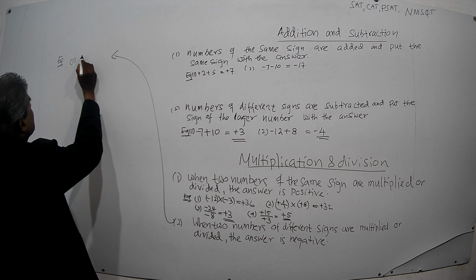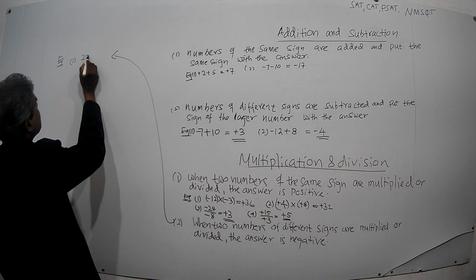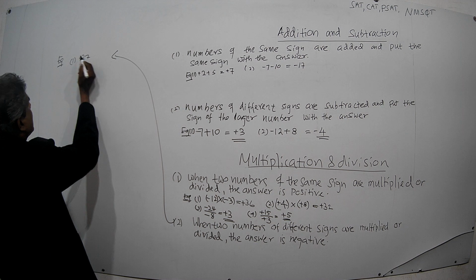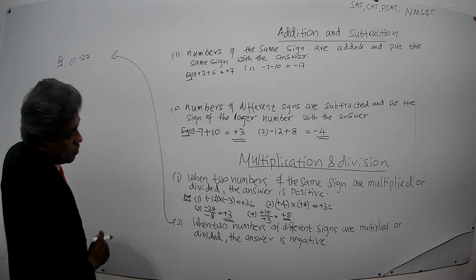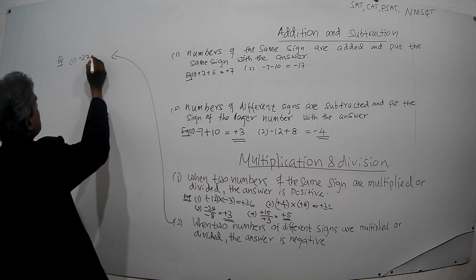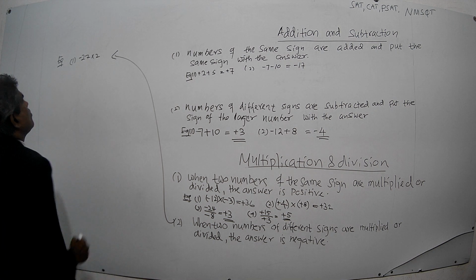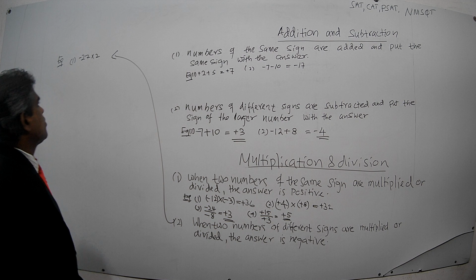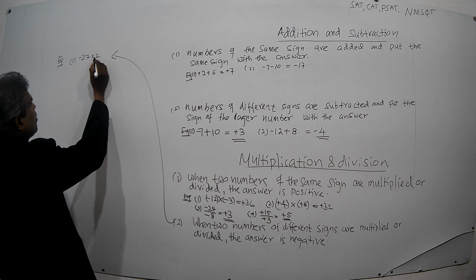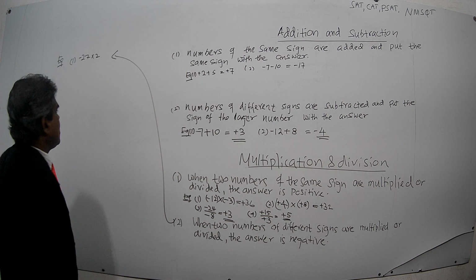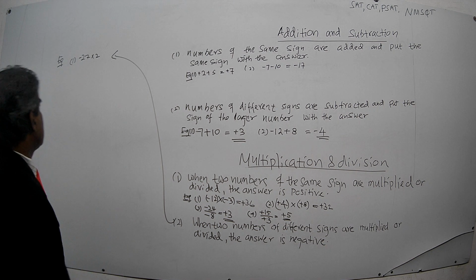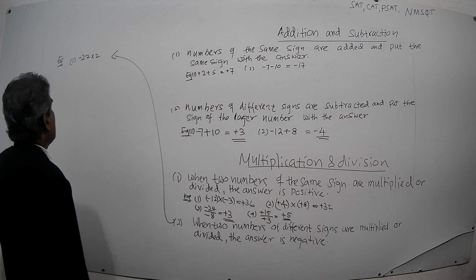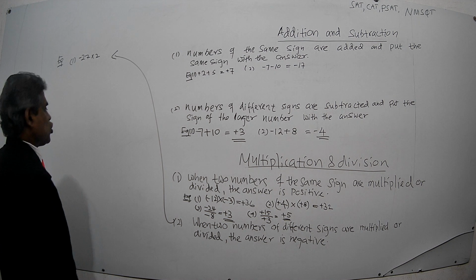Take two numbers of different signs. Let's say negative 27 multiplied by positive 2. We can show the positive sign or not. Whether it is shown or not, it's positive, right? We can choose to show it or not to show it.